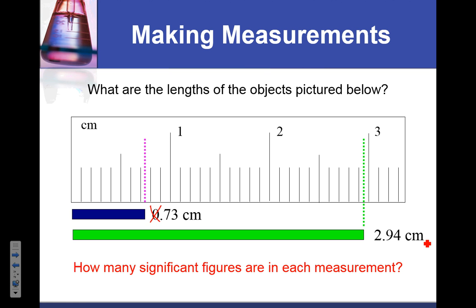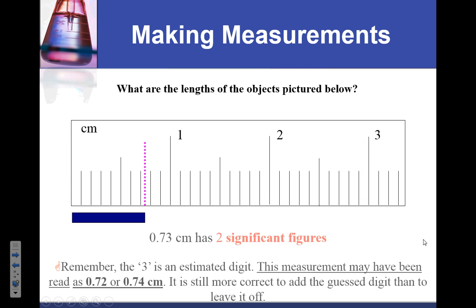I mean, we could not even write that 0 if we wanted, because that 0 is an example of a placeholder. It's there to help us see where the decimal is. But it was definitely 0.7, and it was around 3 hundredths. So 0.73 would have two significant digits.